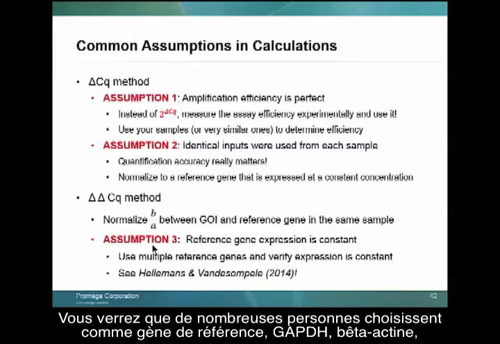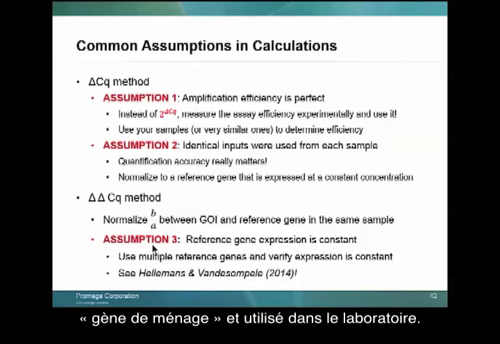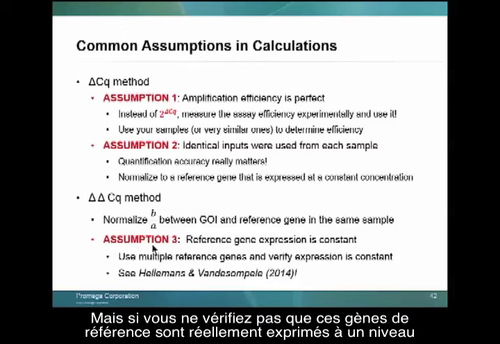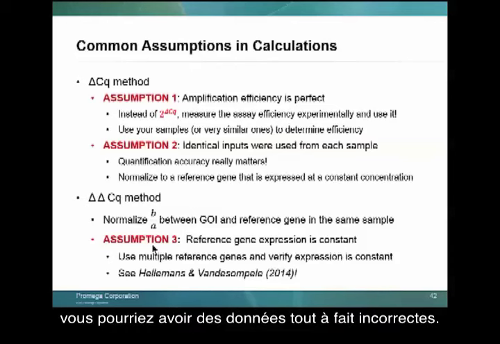You'll see a lot of people have picked up GAPDH, beta-actin, TATA-binding protein, other primers that they just happen to have in their lab that are considered housekeeping genes, and they use those as their reference genes. But if they do not validate that those reference genes are actually expressed at a constant amount in your system and under your treatment conditions, you could be getting entirely false data.